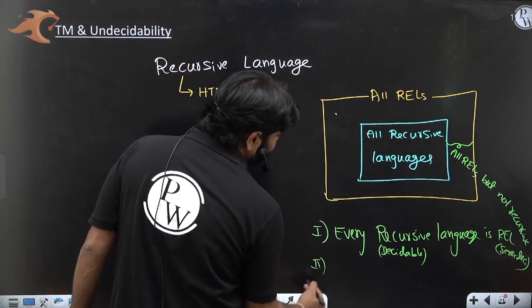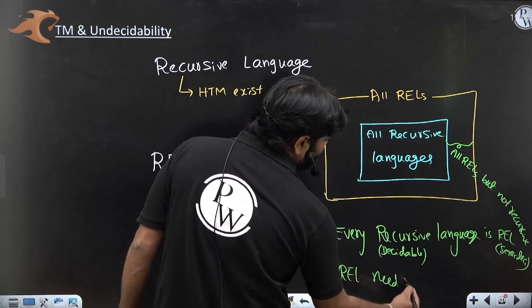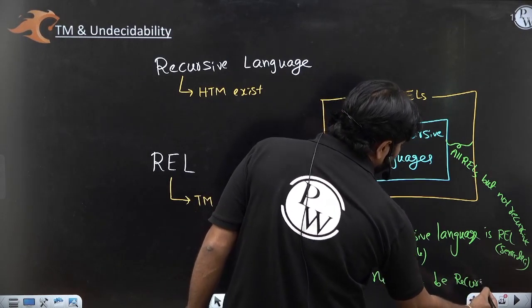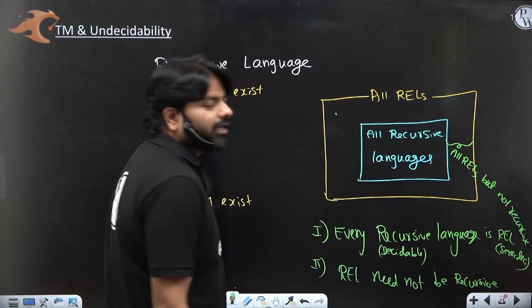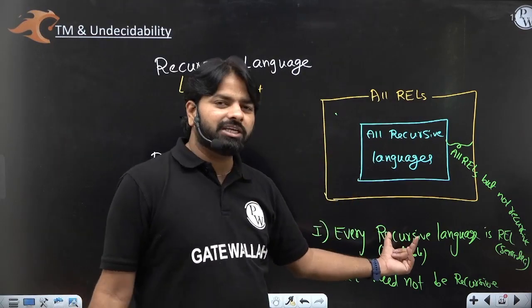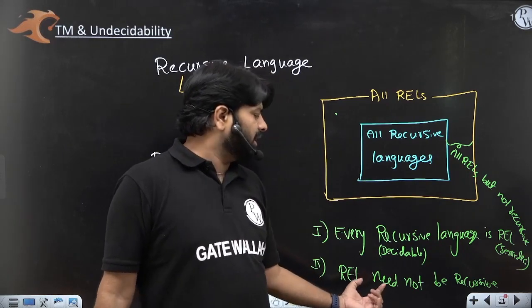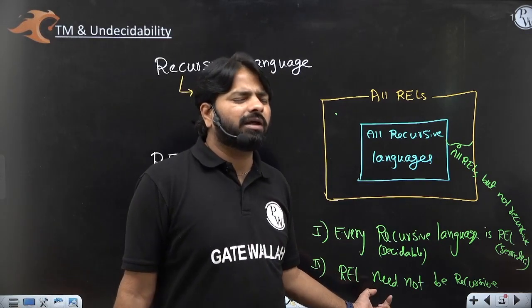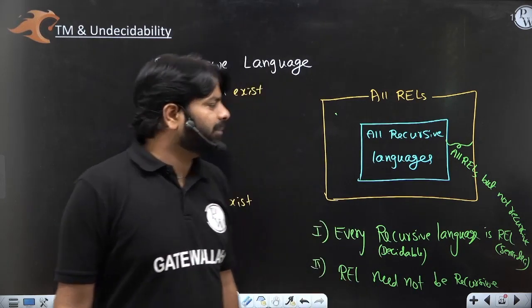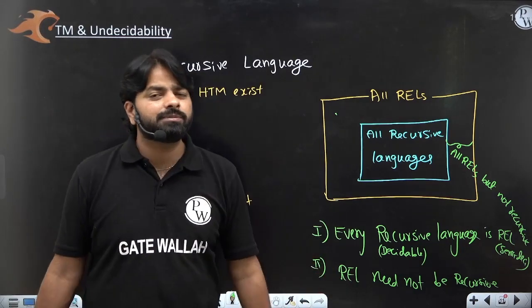And second point, here REL, if you take, need not be recursive. In the converse, you cannot say REL is recursive. If an example is given, clearly you can say which language, but in general REL may or may not be recursive. But every recursive is REL, because every recursive is having HTM. When you have HTM, you will be having TM, because every HTM itself you can call TM. That's not an issue. But if you have a TM for a particular language, that may or may not have the halting Turing machine for the same language. Depends on the type of language, or depends on the language exactly what you take. This is about the difference between recursive and REL.